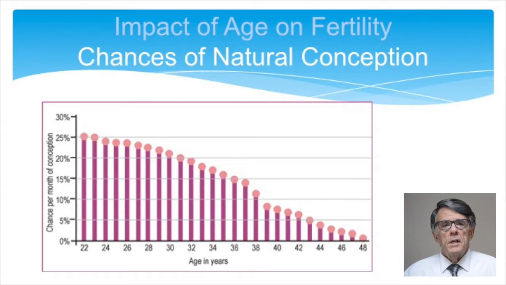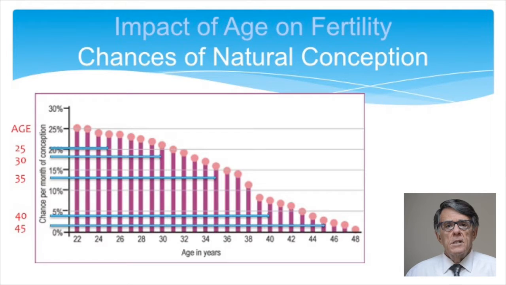So let's just look at the age factor and chances of conception. And if you look on the left-hand side of the graph, you'll notice that a 22-year-old female has a 25% chance of achieving a pregnancy on any one cycle that they try. This is unlike large animals, which would have an 80% chance. And therefore, the starting point for normal human fertility is quite low.